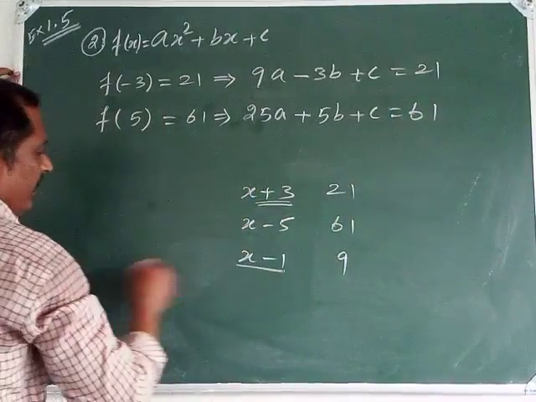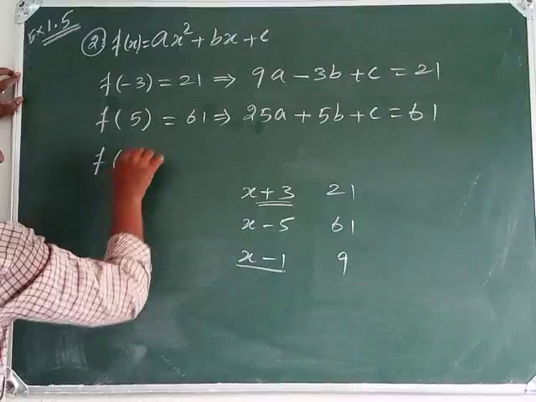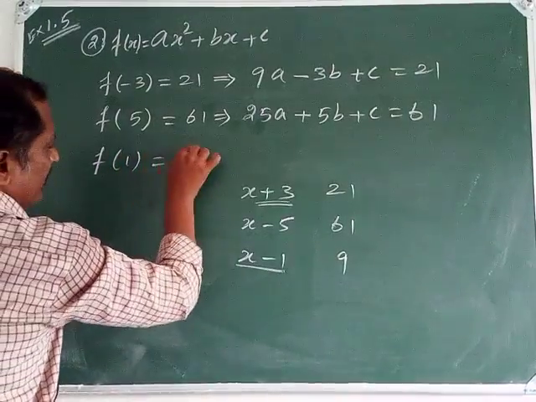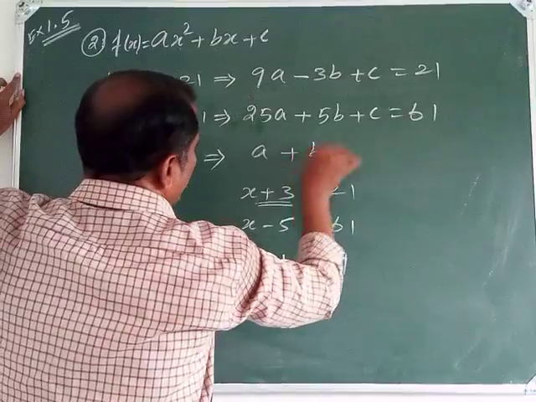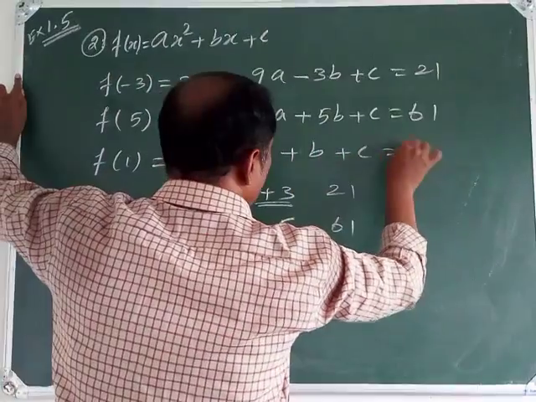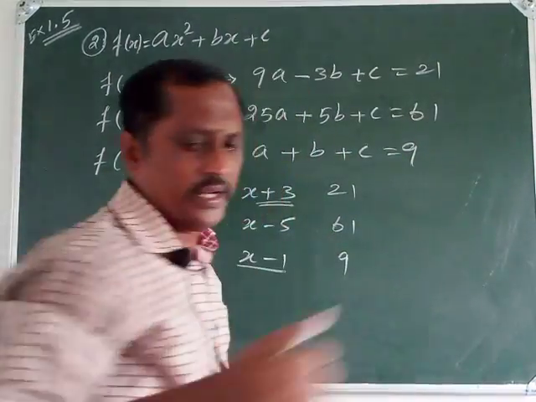And the third one, x minus 1 is given. So f of 1 is equal to 9. This implies a plus b plus c is equal to 9. We get the three equations.